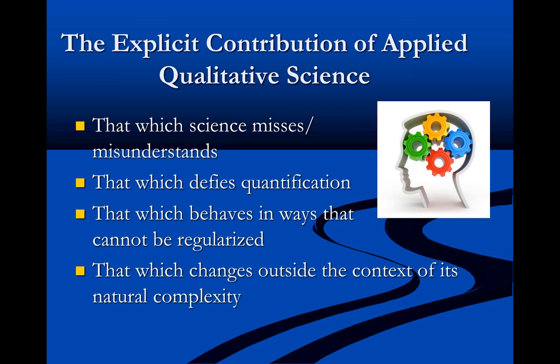So from my perspective, the explicit contributions of applied qualitative science are that it now prepares us and gives us tools to be able to examine that which conventional science either misses or misunderstands, that which gets stuck between the numbers, the white spaces between the numbers, the things that are obscured when you try and quantify them, those things that behave in ways that can't be regularized and captured in numeric form, and also those aspects of human experience that change outside of the context of their natural complexity. So these are all very important and relevant contributions that qualitative research can make in that applied world.